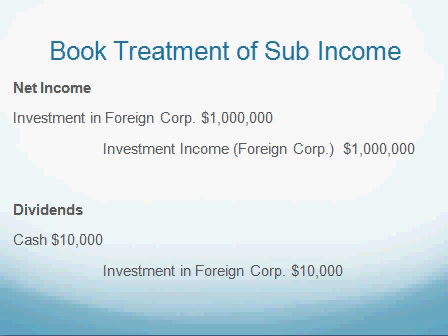The first journal entry is to record the income received from the operations of the foreign subsidiary. We record this with a debit to investment in foreign corporation and a credit to investment income. The dividend received from the foreign corporation is recorded on the books with a debit to the cash account and a credit to investment in foreign corporation.